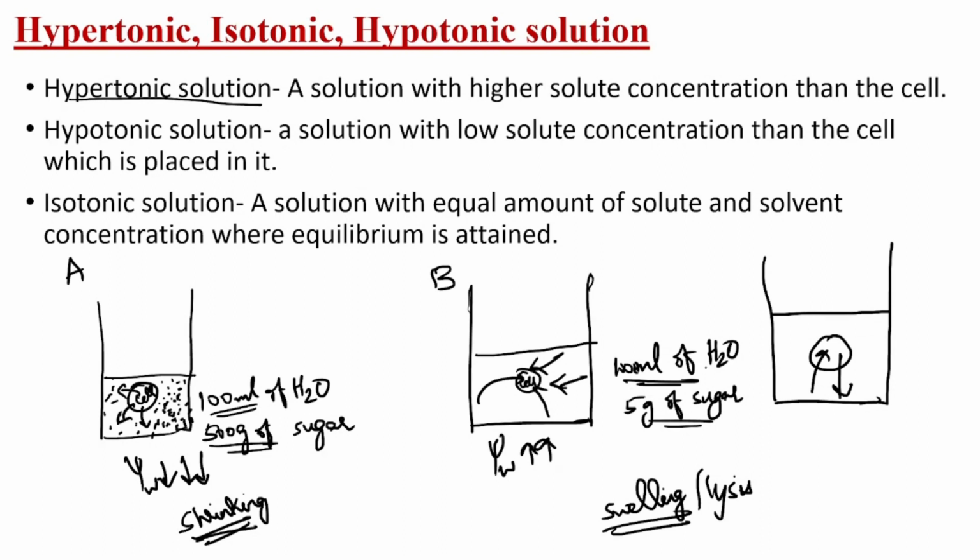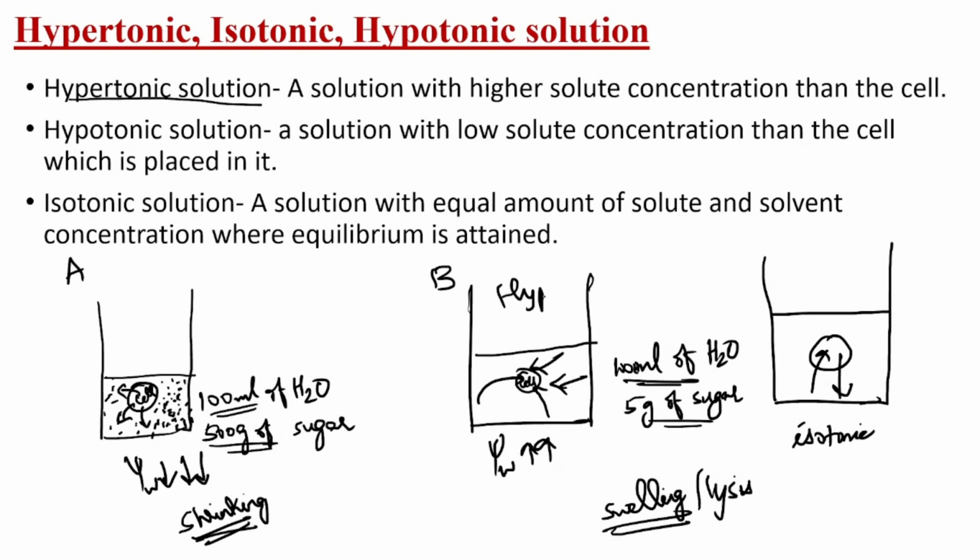That means if two water molecules are moving inside, then two water molecules will come outside, something like that. So there is no net movement. So such a type of solution is isotonic. That means the concentration inside the cell and outside the beaker is the same.